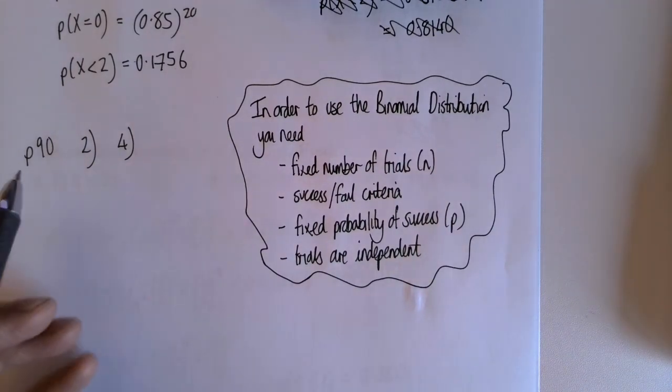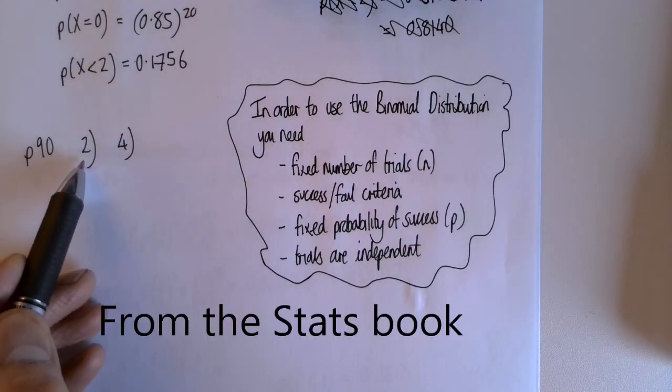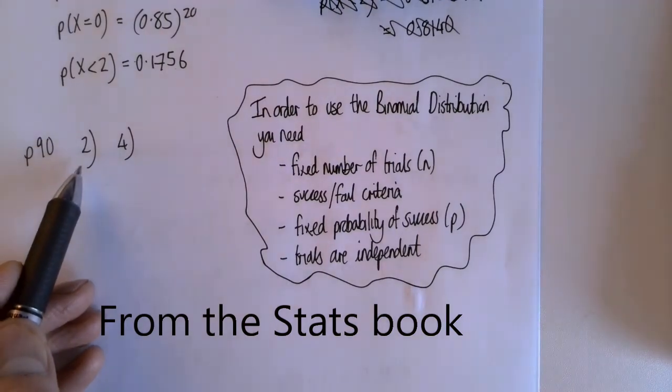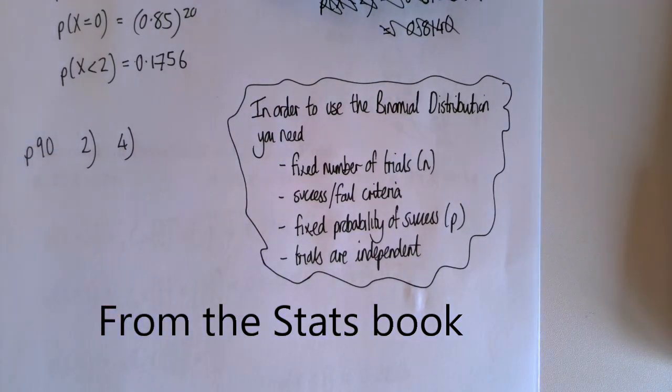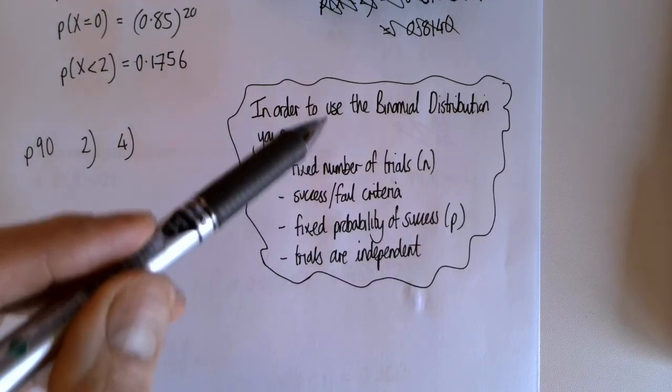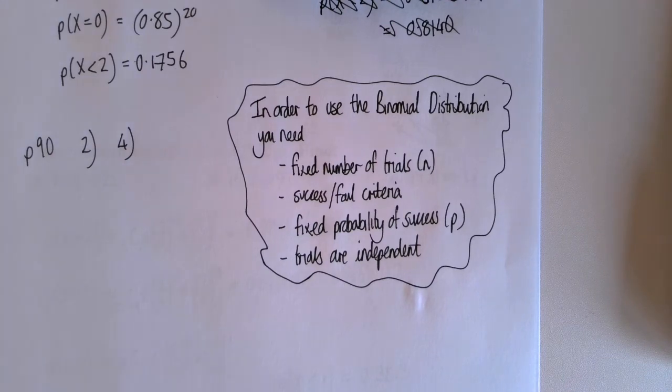So I've got a couple of questions for you to try for independent study. Question 2, which is another out of context question. And then question 4, which gives you some scenarios and asks which of these are appropriate for the binomial. Which of these have all of those conditions.